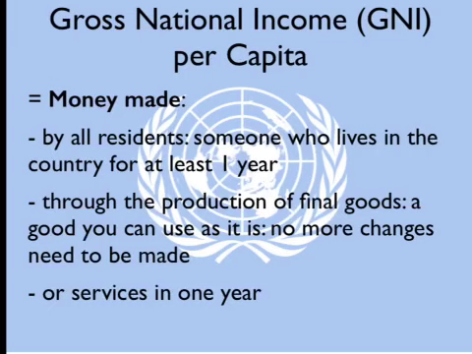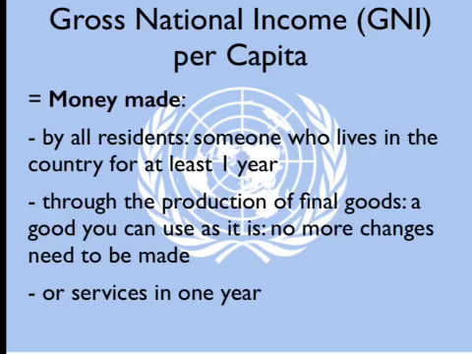Regarding emphasis on money, I think I should explain the meaning of gross national income per capita. So gross national income means, yes, money. Money made by all residents, so someone who lives in the country for at least 1 year, meaning I am a Japanese resident. I have lived in Japan for almost 10 years, so I am a resident. So the money I'm making here is included in the Japanese gross national income.